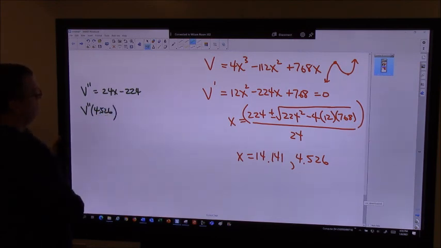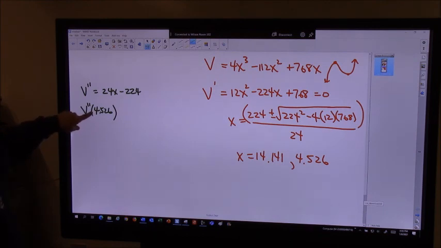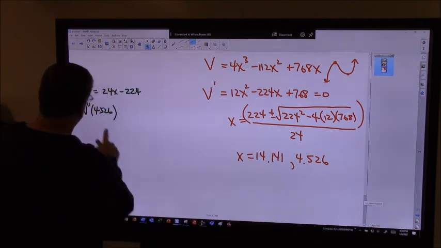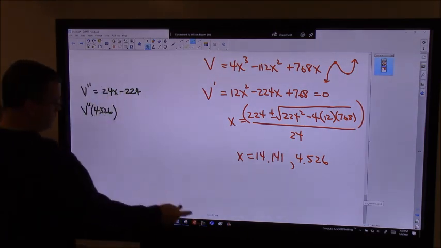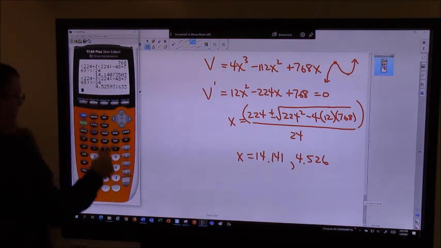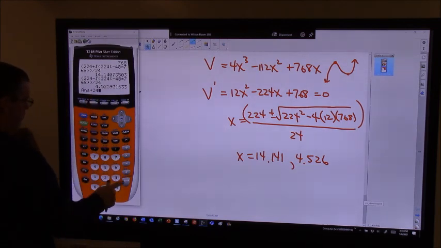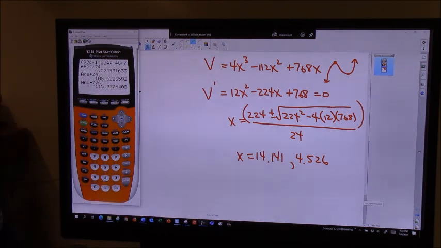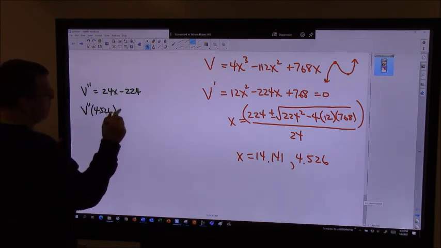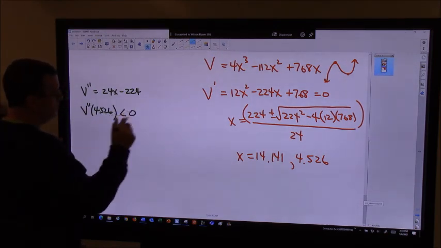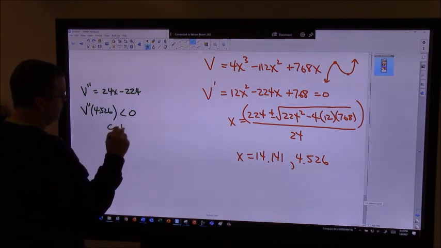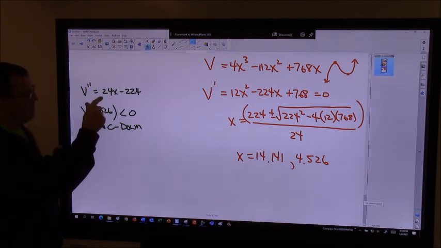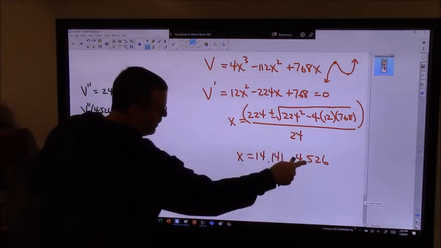And if I do v double prime at 4.526, so if I plug that in here and multiply, let's just do that on the calculator. So I'm going to take that number times 24, and then I'm going to subtract 224. And I got a negative result. So what I'm going to do is I'm just going to say this is less than 0, which means we are concave down, right? We're thinking about our second derivative test. I took the second derivative, I'm plugging that number.